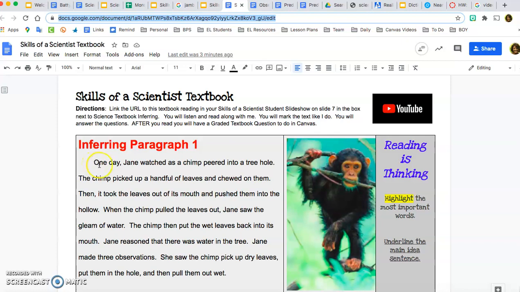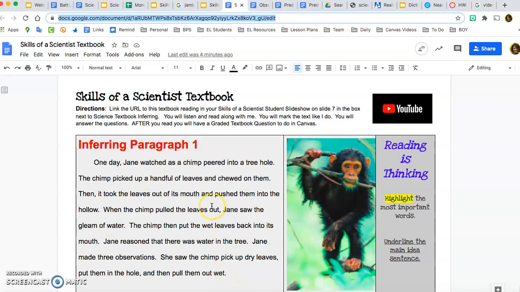Here we go. One day, Jane watched as a chimp peered into a tree hole. The chimp picked up a handful of leaves and chewed on them. Then it took the leaves out of its mouth and pushed them into the hollow. When the chimp pulled the leaves out, Jane saw the gleam of water. The chimp then put the wet leaves back into its mouth. Jane reasoned that there was water in the tree. Jane made 3 observations. She saw the chimp pick up dry leaves, put them in the hole, and then pull them out wet. Okay, students.